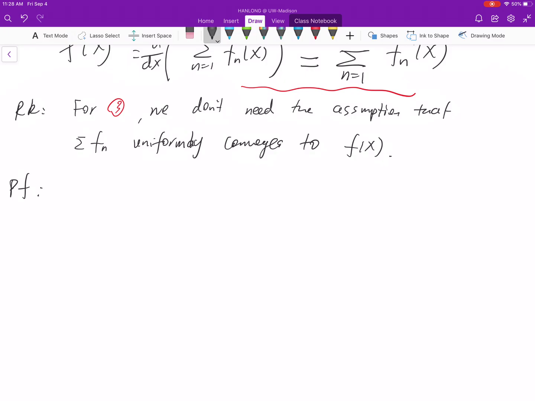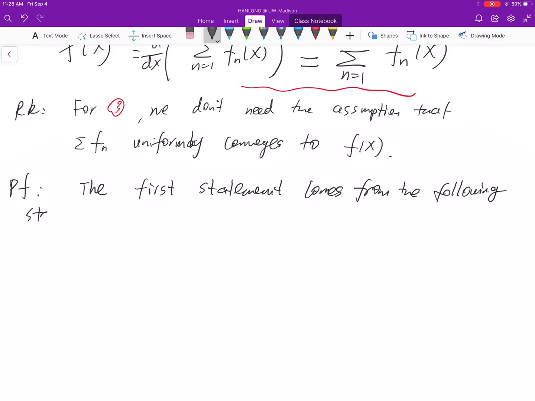Since you already know this from 521, I will give a very rough proof, which gives you the basic idea. So the first statement comes from the following standard 3 epsilon argument.